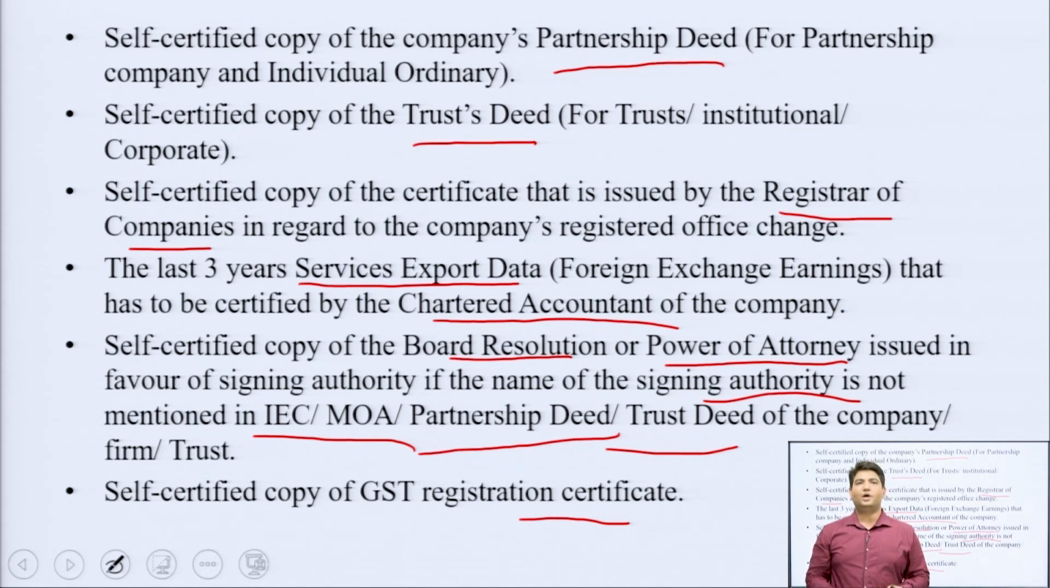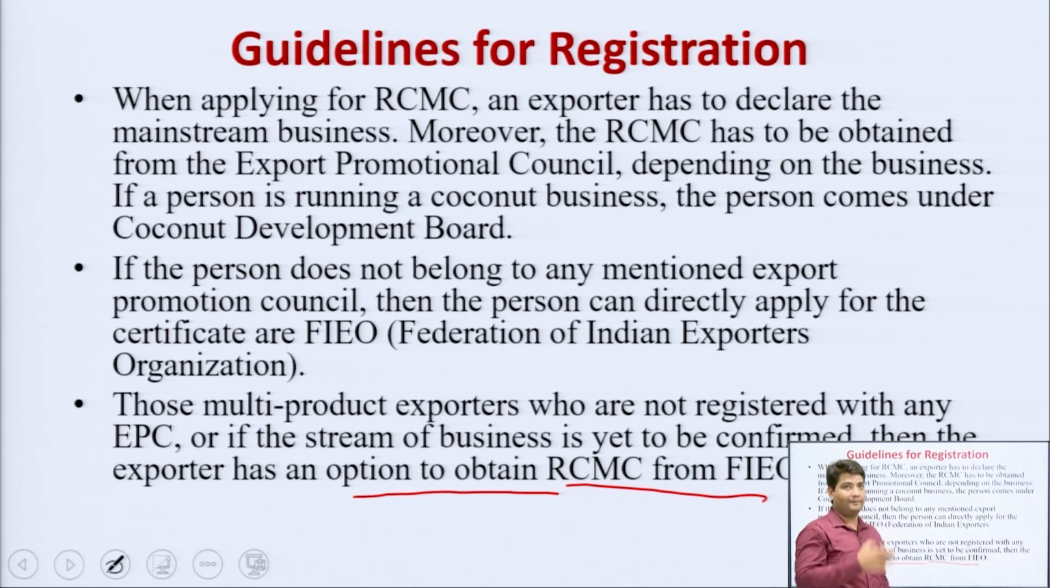A self-certified copy of the board resolution or power of attorney issued in favor of the signing authority, if the name of the signing authority is not mentioned in the IEC, MOA, partnership deed, or trust deed of the company, firm, or trust. A self-certified copy of the GST registration certificate.